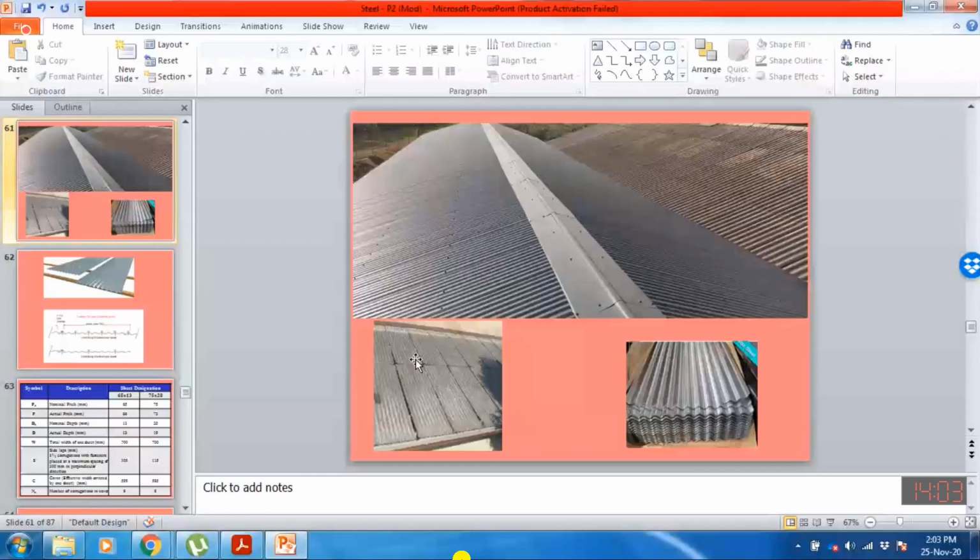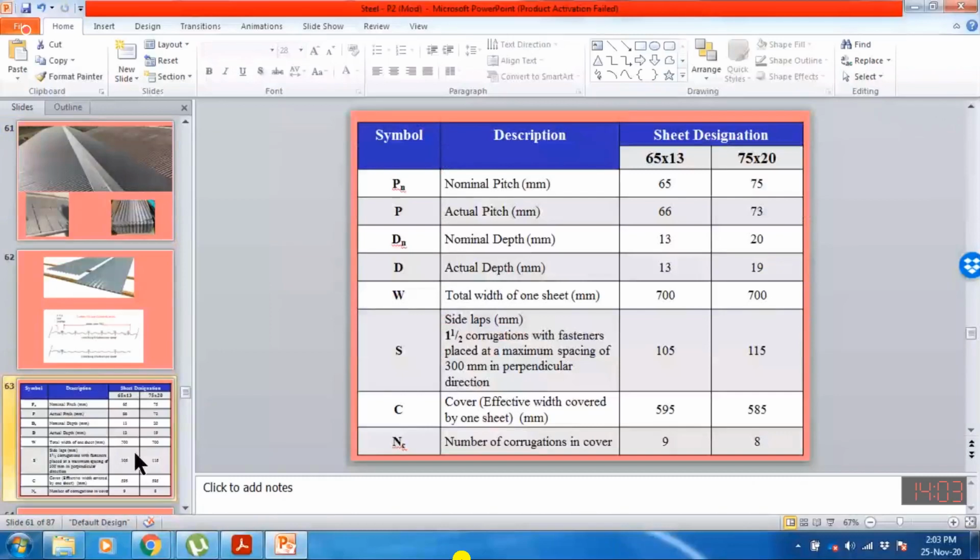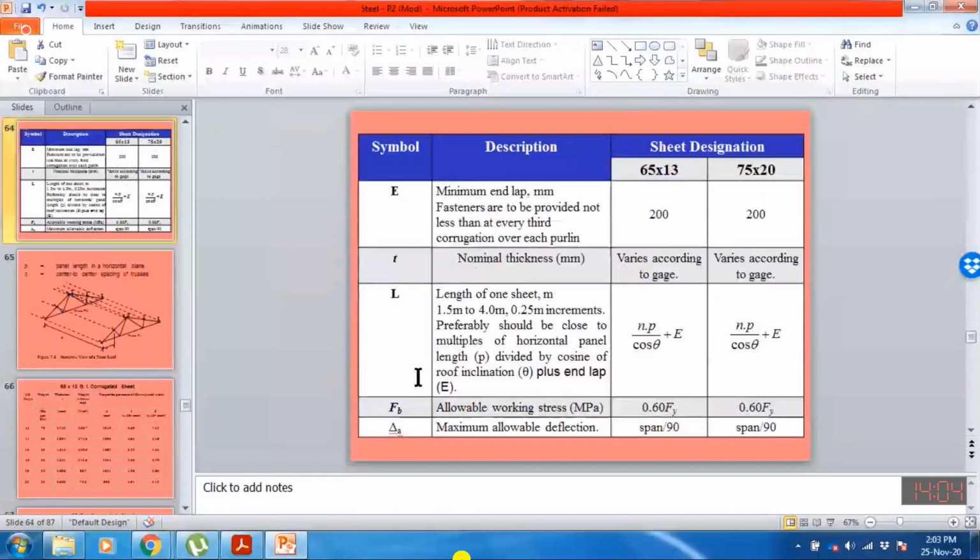It was mentioned somewhere. But you will use side lap corrugation with fastener, placed at a maximum spacing of 300 millimeter in the perpendicular direction. Along the side lap we will connect at each 300 millimeter, and along the end we will connect the sheet at each 219 millimeter distance. So at the end, you need to write down your summary just this way.